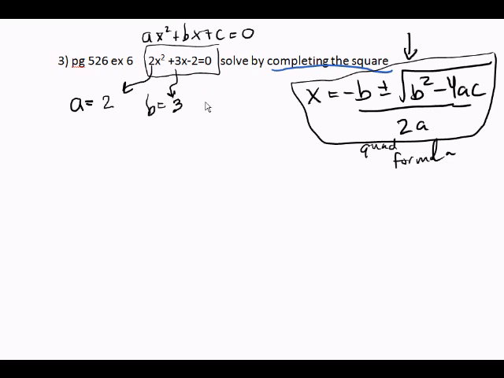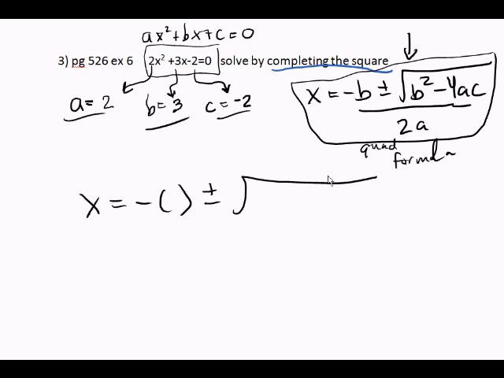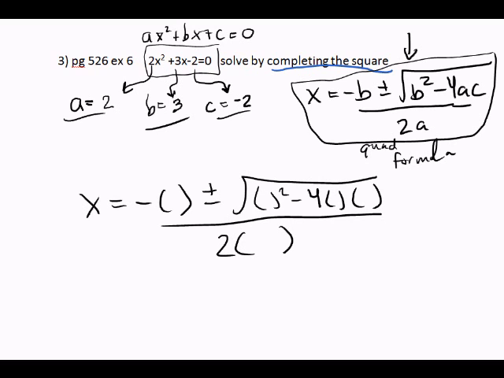B is the number in front of the x every time, so b is 3. And c is the number without the x. C is negative 2. So from our equation, we pick the number in front of the x squared, the number in front of the x is b, and the number without the x is c. And we plug it into our equation here. x equals negative b plus or minus the square root of b squared minus 4 times a times c, all divided by 2 times a.